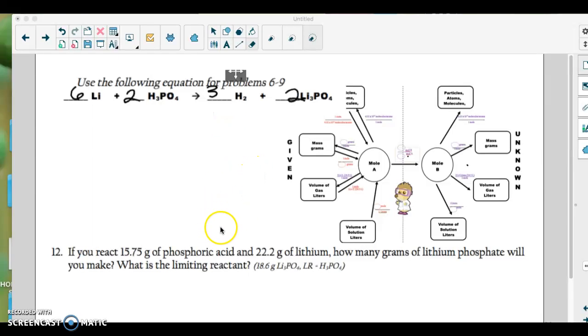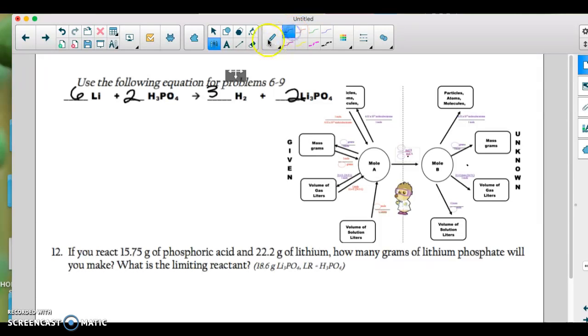This is a video of stoichiometry that involves a limiting reactant. When you do these types of problems, you still want to use your mole map, but now you just have to think about which one of these two. So in the beginning, they're going to tell you you have a certain amount of both of your reactants.